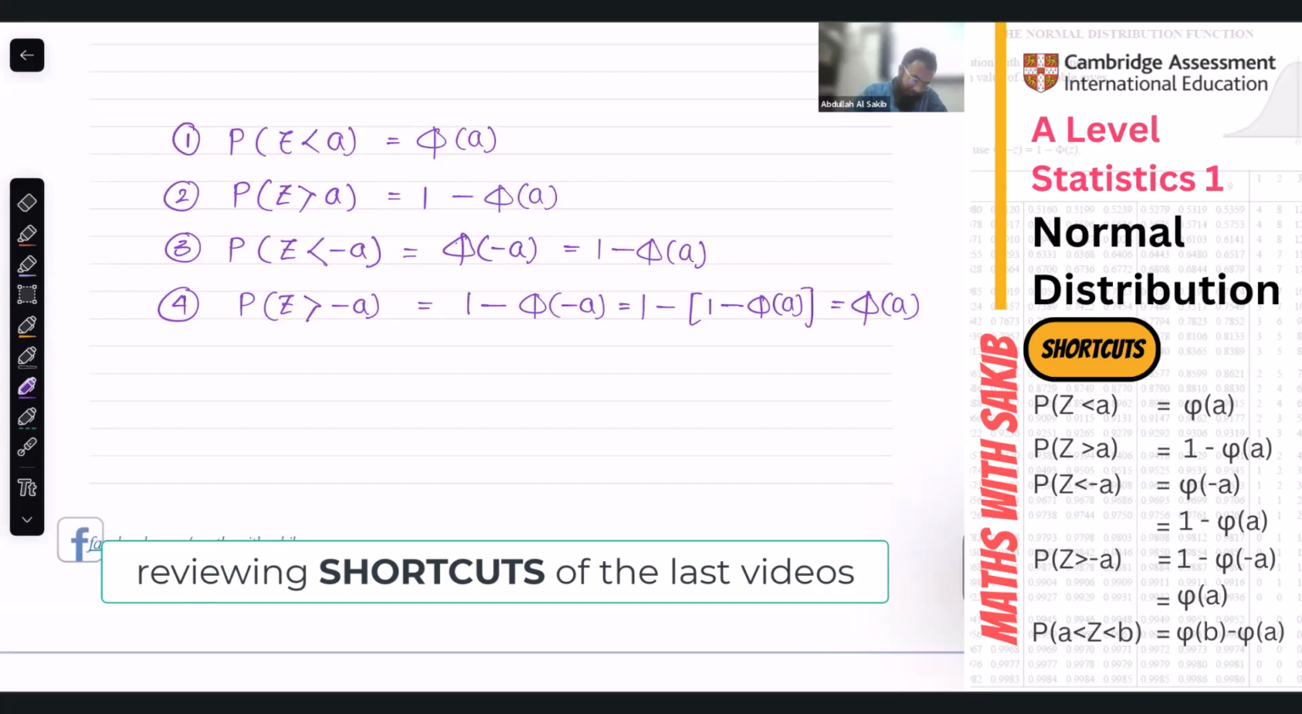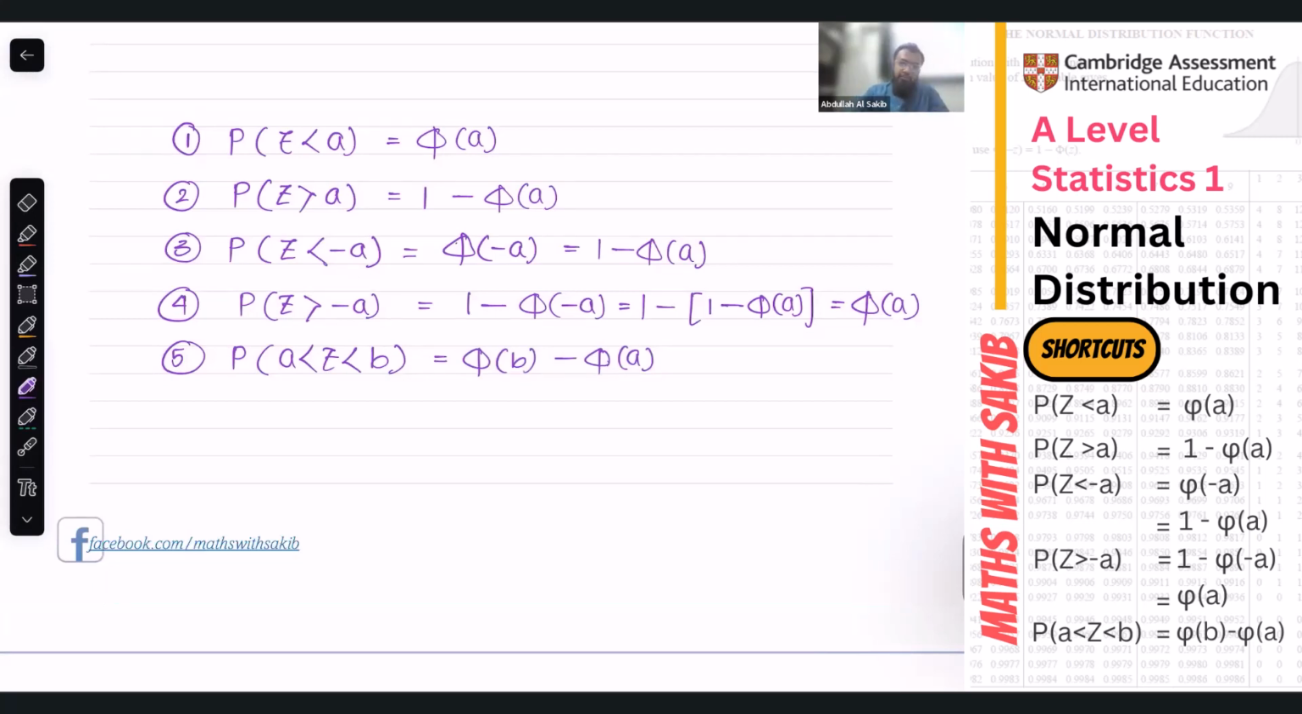Clear? Number 5, probability of Z is more than A, less than B. So we can write phi B minus phi A. So these are the 5 rules we have to memorize. Clear? Okay, let's move to today's topic.